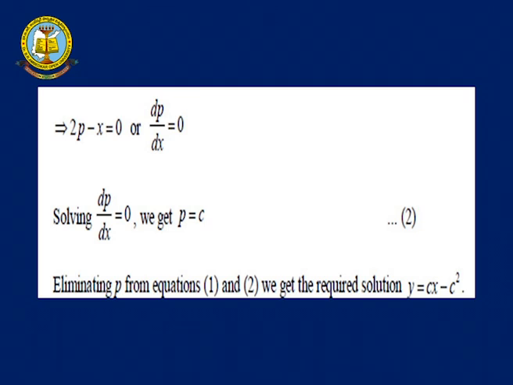Now solving dp by dx equal to 0 using variable separable, the integration of dp is p, and 0 into dx becomes 0. The integration of 0 gives a constant, so we get p equal to c. Now substitute p equal to c in the given differential equation. In place of p we substitute c, then the equation becomes y equal to cx minus c square. So this is the problem about solving for y.